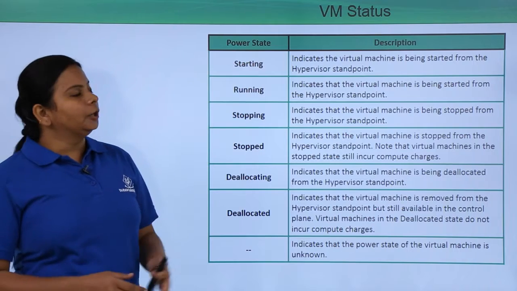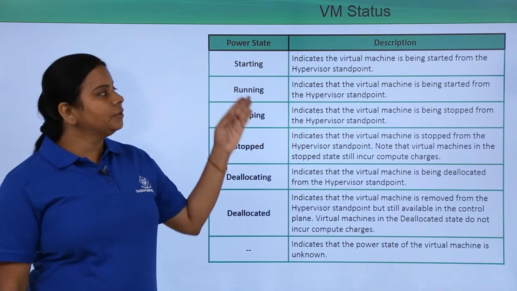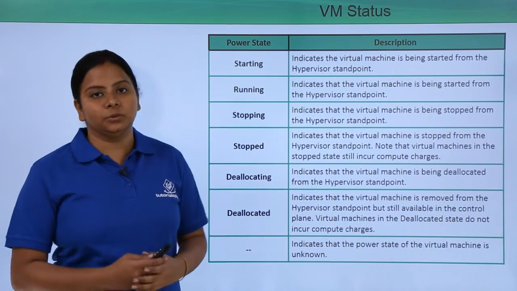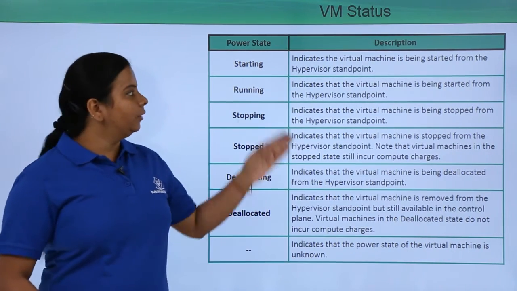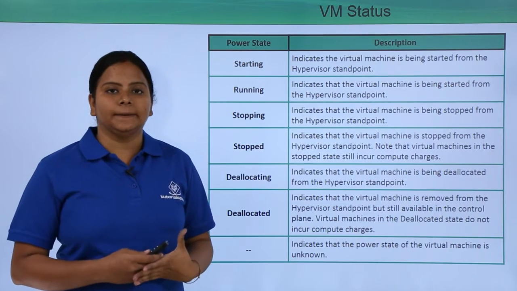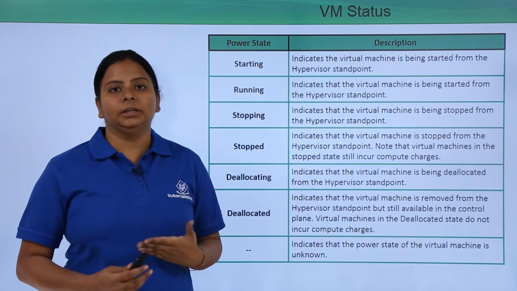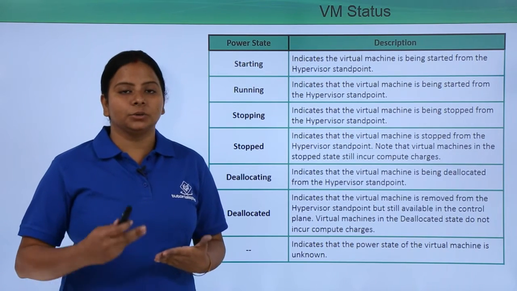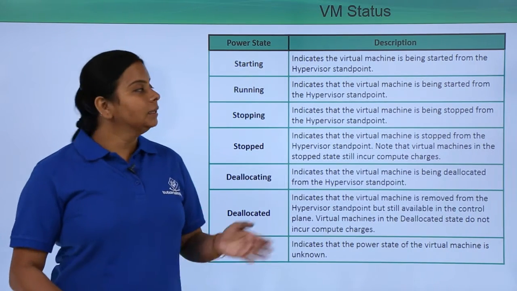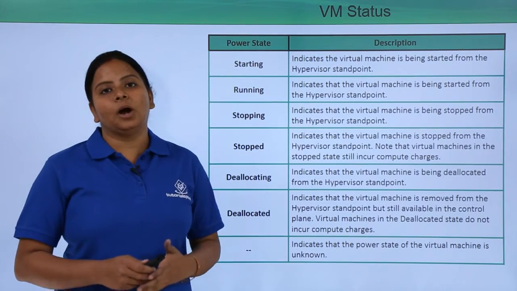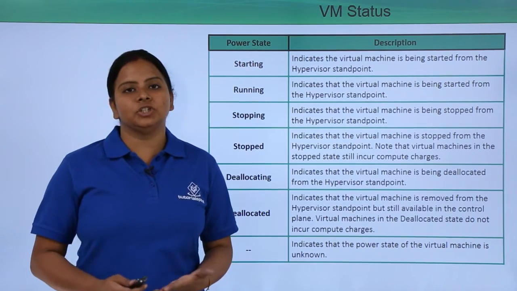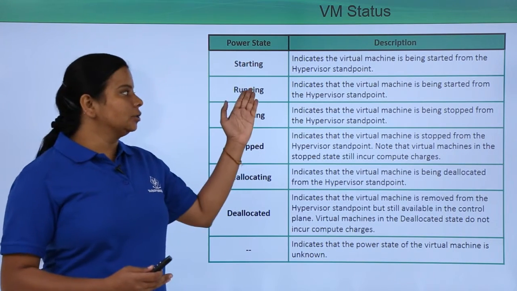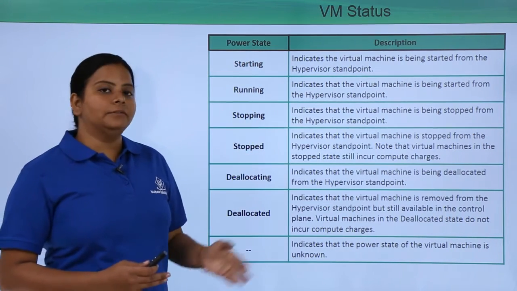If you talk about the power state of your virtual machine, we have different statuses like starting, running, stopping, stopped, deallocating and deallocated. What do they mean? Very first, starting. When you start your virtual machine, it will automatically show you the status that it is going to start, so it will show it as starting. Same way we have running. If you have turned on or enabled your virtual machine and you are using it, the status will be enabled, that is running.